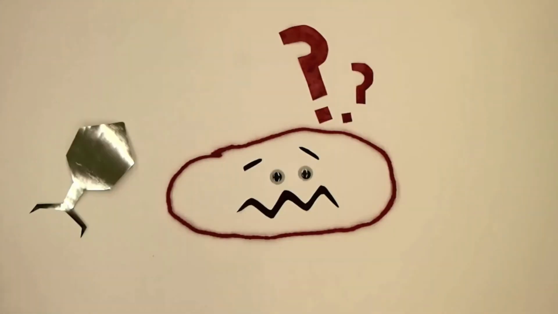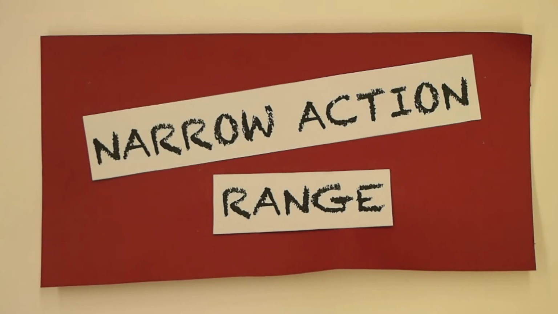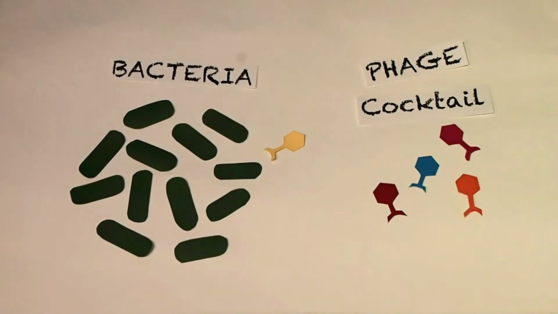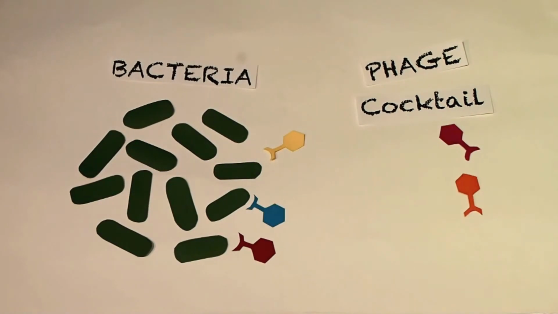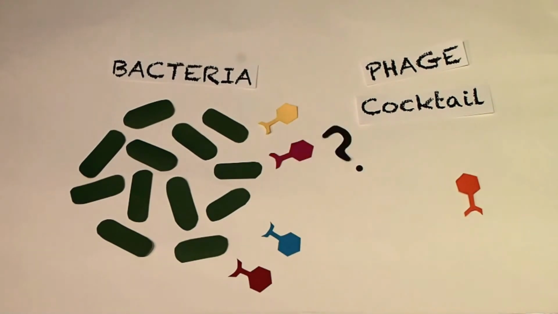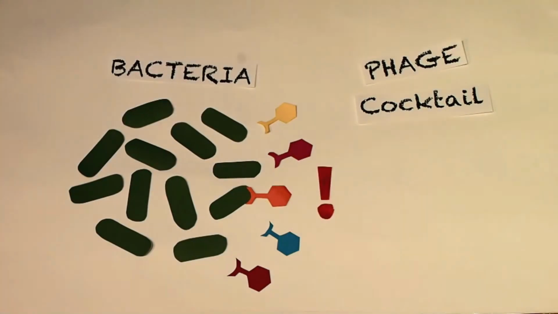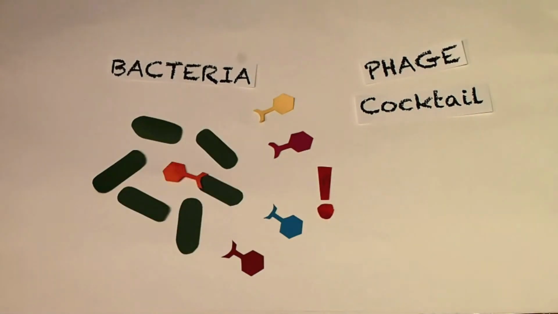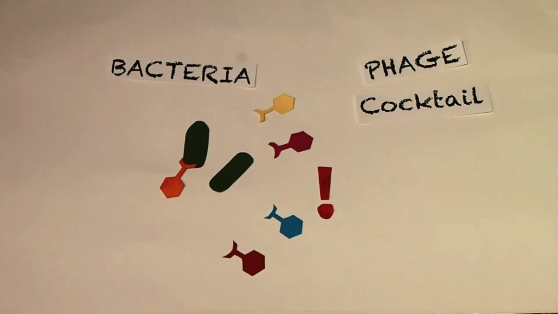There are also disadvantages. Narrow action range. Because of the high specificity of phages, in a case of acute infection where the bacteria is unknown, treatment with a single phage would not be enough. We would have to administer a cocktail of phages.